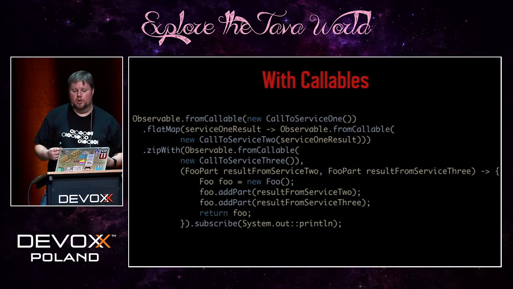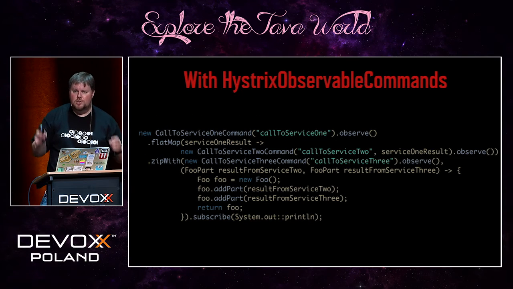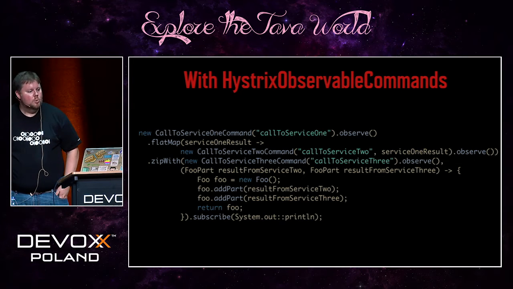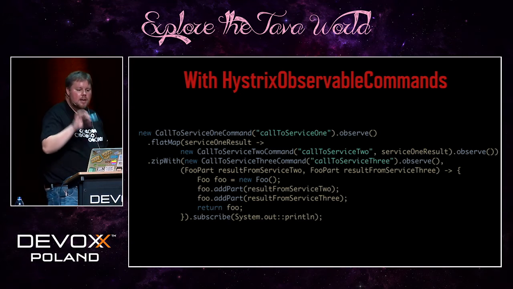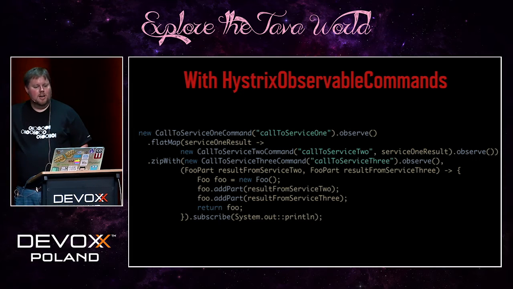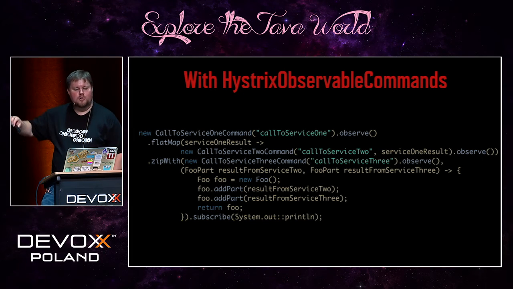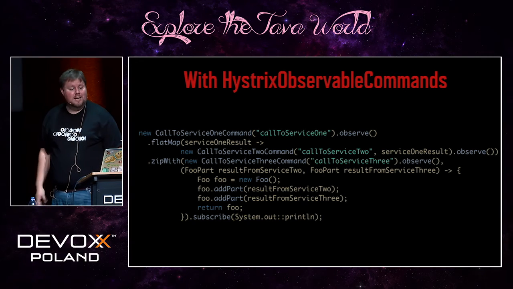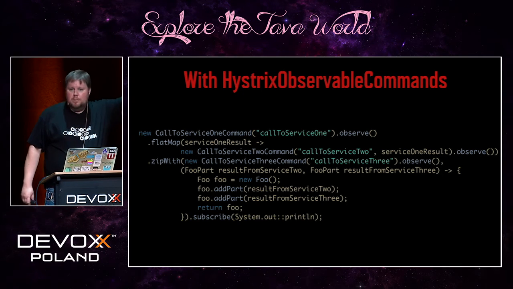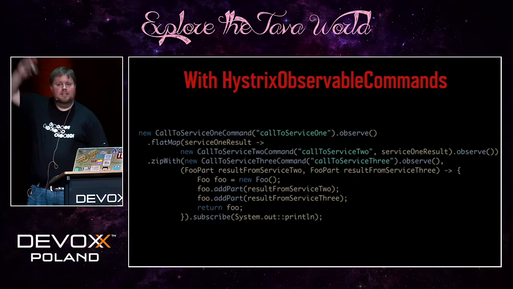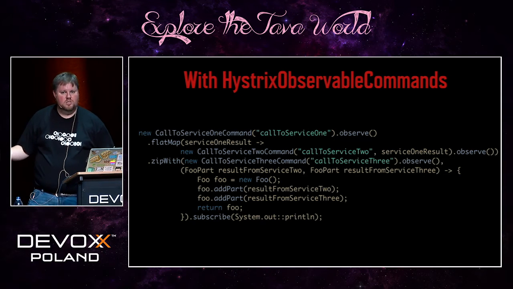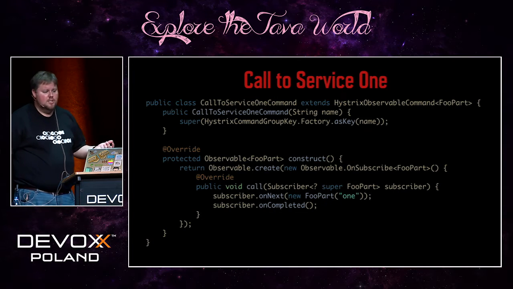When we change this over to use Hystrix, you'll notice that it doesn't look that different at all. Except instead of saying observable from callable, we're saying new call to service 1 command dot observe. We then flat map that with new call to service 2 command dot observe, and then we zip that with new call to service 3 command dot observe, and the rest of the code is identical. Except now we have all of the reactive behavior, and we have all the opportunity to apply back pressure if we want to, but we have the addition of that Hystrix circuit breaker state machine behavior, and from a readability standpoint, it really hasn't changed that much at all.